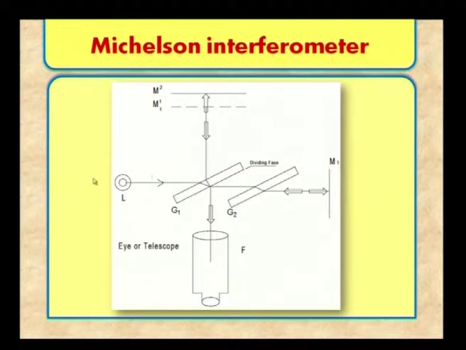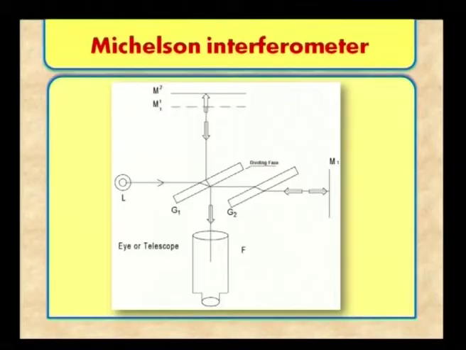You have got a light source, then a glass plate kept at an angle of inclination of 45 degrees. G1 is called a beam splitter. Why is it called a beam splitter? The light beam is partially reflected and partially transmitted. So, the light is split into two parts by the glass plate G1.